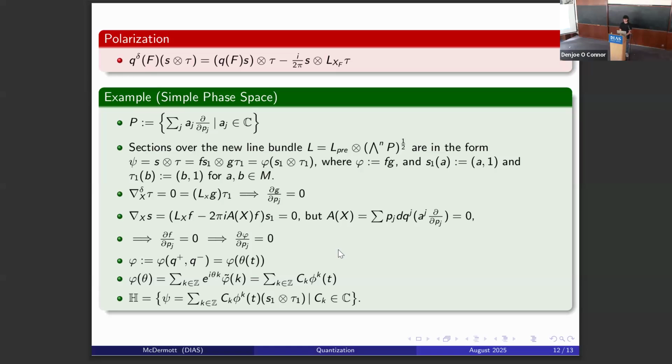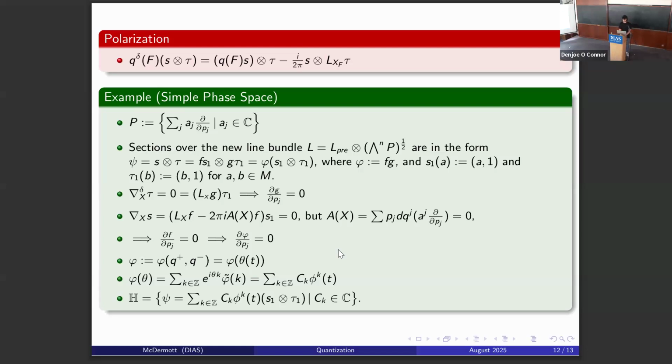So again, it simply says that the Lie derivative of these functions f with respect to these vector fields x is equal to 0. And so our partial derivative of f with respect to these momenta should equal 0. So this simply means we have some function psi or phi, which is not dependent on any of our conjugate momenta. So then we can write this as before in terms of our two real generalized coordinates q plus and q minus, which themselves are only functions of theta of t.